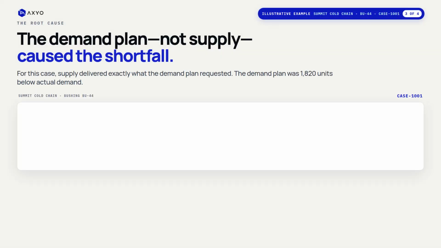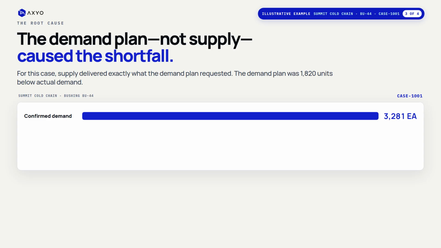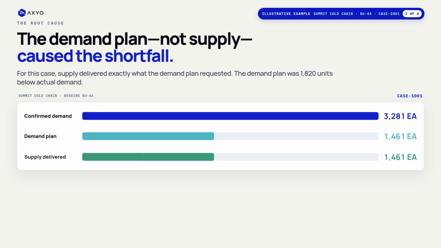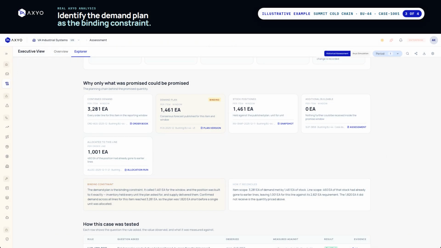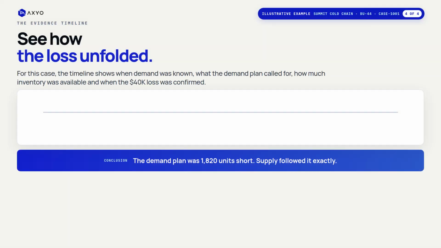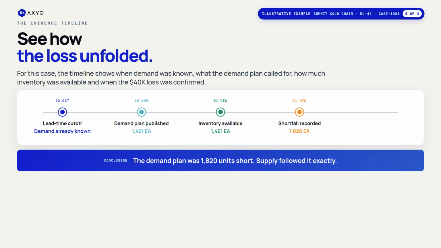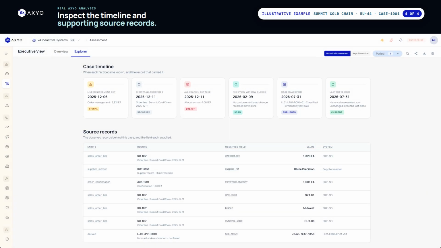Then we find the real cause. Demand was 3,281 units, but the demand plan called for only 1,461 units. Supply followed the demand plan exactly, so the demand plan came in 1,820 units short. The shortfall came from the demand plan, not supply. Finally, we show the evidence behind the conclusion. You can see when demand became known, when the demand plan was published, what inventory was positioned, when the shortfall occurred, and the source records behind every step.